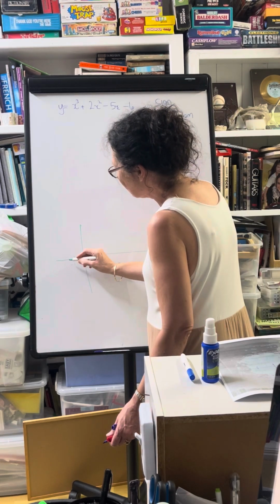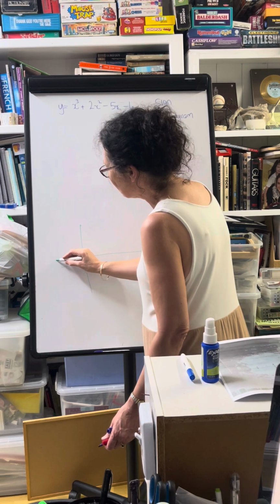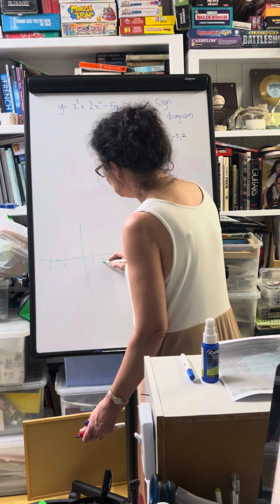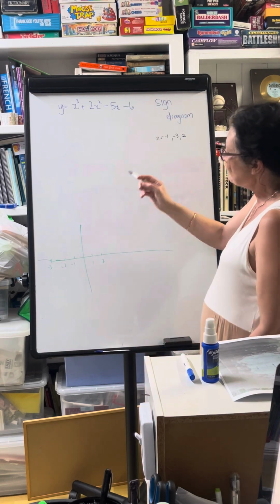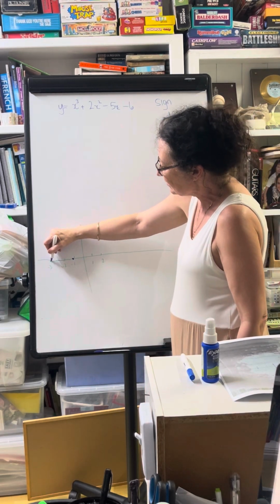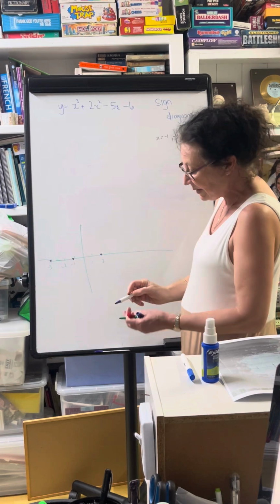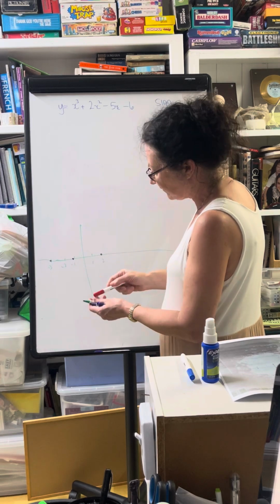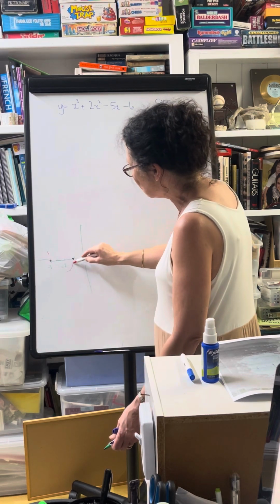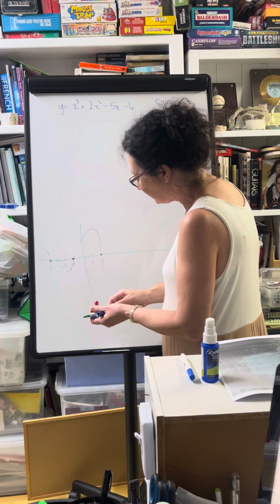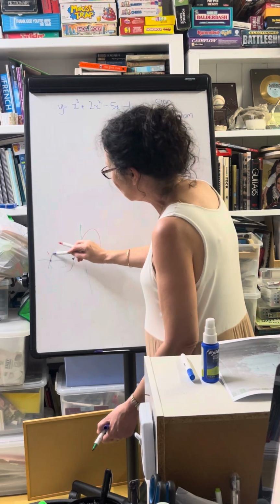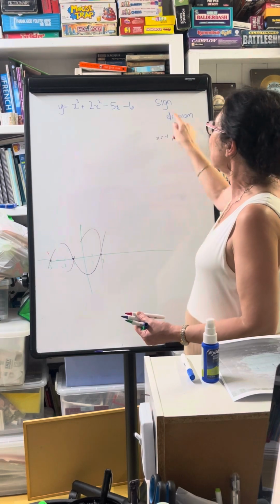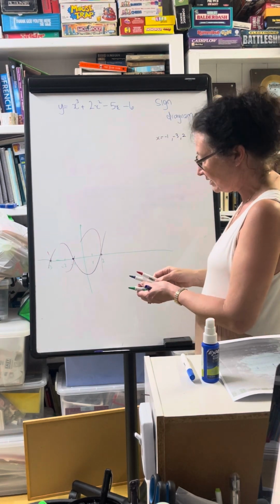Minus 1, minus 2, oops, and minus 3, and 1, 2. Now I know that it's 0 at minus 1, minus 3, and 2. But it could be drawn like this. So the options are it could look like this, or alternatively, it could be that. Which way does it go? Well, that's where your sign diagram comes into play.